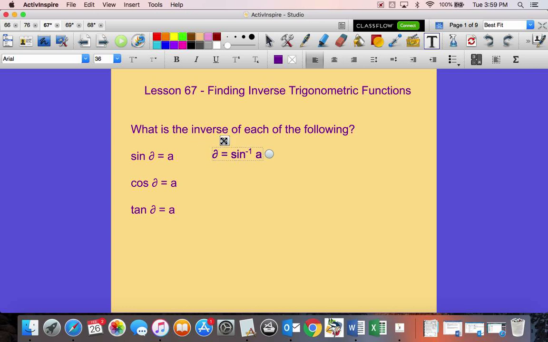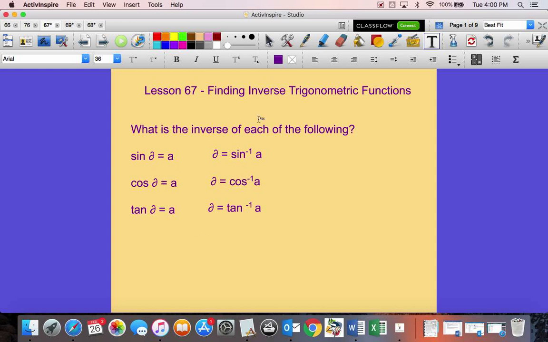Alright, so what is the inverse of this one? This would be our angle measurement equals sine inverse of A. Down here we'd move the cosine over by doing our angle measurement equals cosine inverse of A. And then for tangent, the exact same thing here. We'd move the tangent over and go with our angle measurement equals tangent inverse of A.